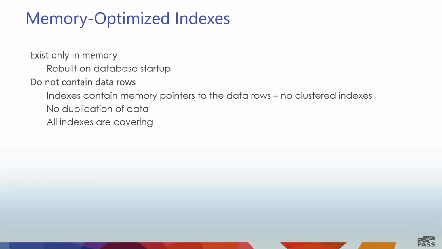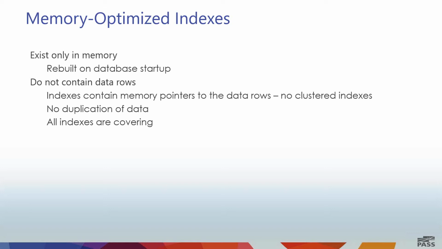And so there's also no such thing as a clustered index for a memory optimized table. That concept just does not apply here. Also important to keep in mind is that we don't have any duplication of data because every row exists just in one place. There's no duplication across the indexes. And the fact that you have these pointers to the rows from the indexes also means that all indexes are covering. So you never need to worry about included columns in indexes or bookmark lookups or anything like that. Every index is simply covering.